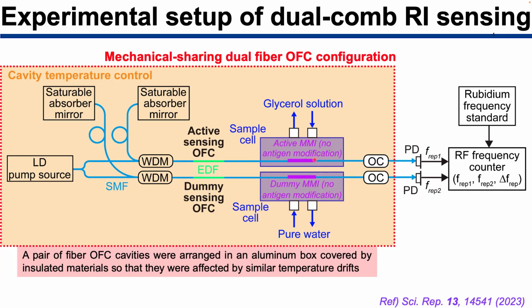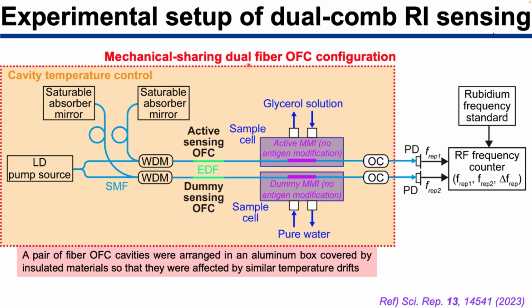The active MMI was placed inside the sample cell filled by a test sample of a glycerol solution with a different concentration or RI. On the other hand, the dummy MMI is placed inside another sample cell filled by a standard reference material of pure water. And then the one OFC cavity with the active MMI is used for the active sensing OFC, whereas another cavity including a dummy MMI is used for the dummy sensing OFC.